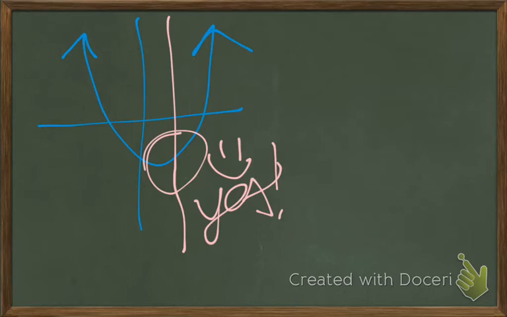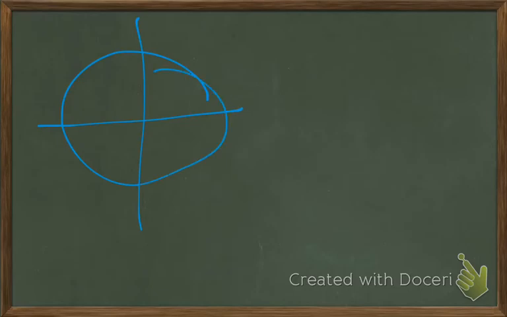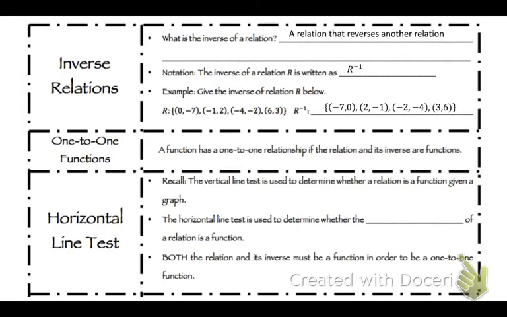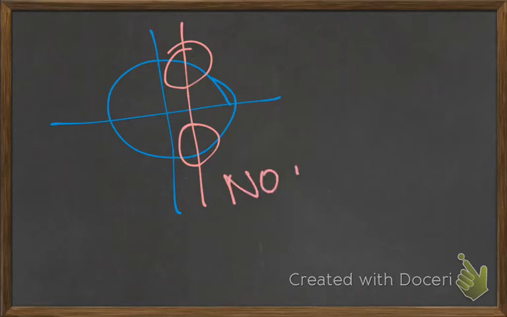But what if we had this? If you have a circle, it hits it twice. If you draw a vertical line, it's going to hit it there and it's going to hit it there. So it does not pass the vertical line test, so this is not a function. That's how you tell something's a function.